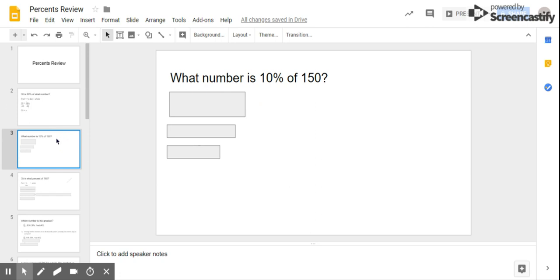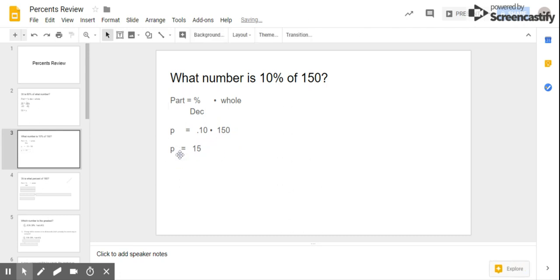All right, the next question says, what number is 10% of 150? So you always want to start with your percent equation. Part equals percent as a decimal times your whole. Okay, you know 10%, so as a decimal it would be 0.10, and you know of 150. So you know there's 150, you need to figure out what is 10% of that. So 150 is your whole times 0.10, which will get you 15. You just have to multiply that out.